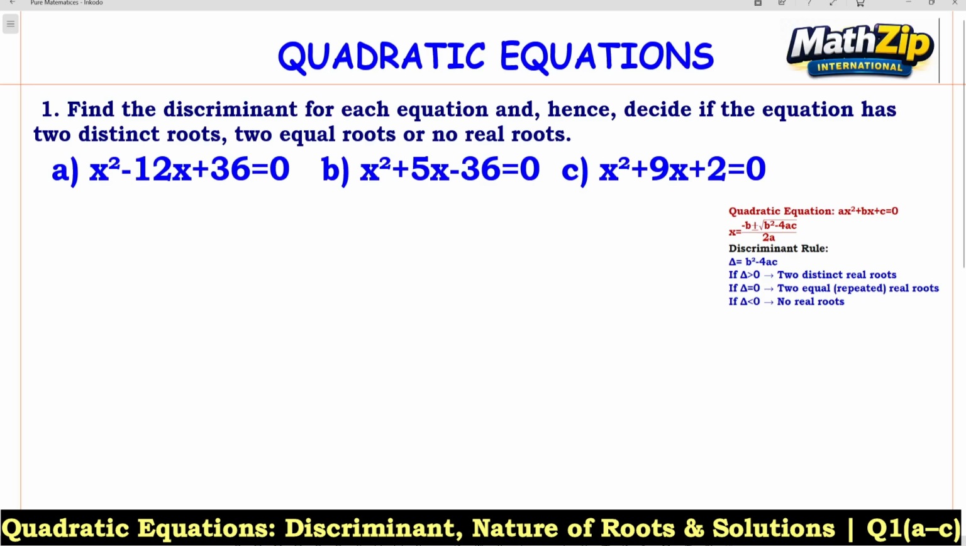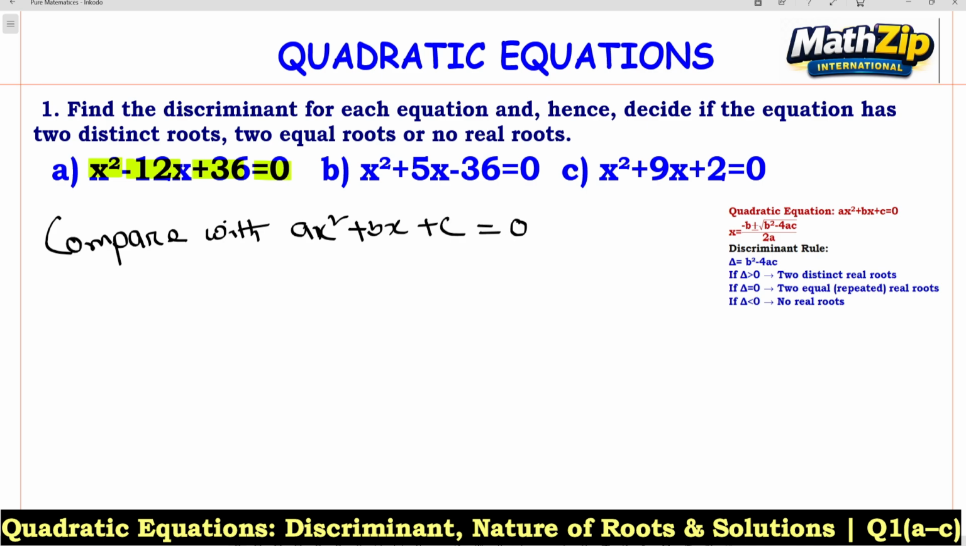Quadratic equations. First question, number A: x square minus 12x plus 36 equals 0. We have to find the discriminant. So first we have to compare with ax square plus bx plus c equals 0. Here a equals 1, which is the coefficient of x square, b equals minus 12, c equals 36.